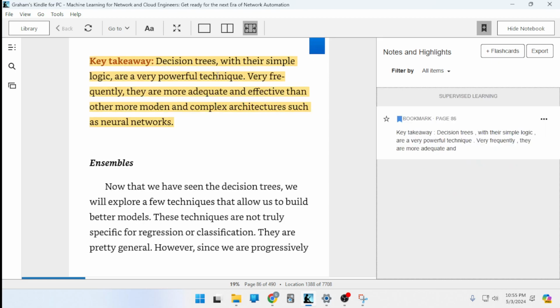Key takeaway: decision trees with their simple logic are a very powerful technique. Very frequently, they are more adequate and effective than other more modern and complex architectures, such as neural networks. So that's interesting because everything's a neural network. But while people are using neural networks, you should now have the ability to use a decision tree.